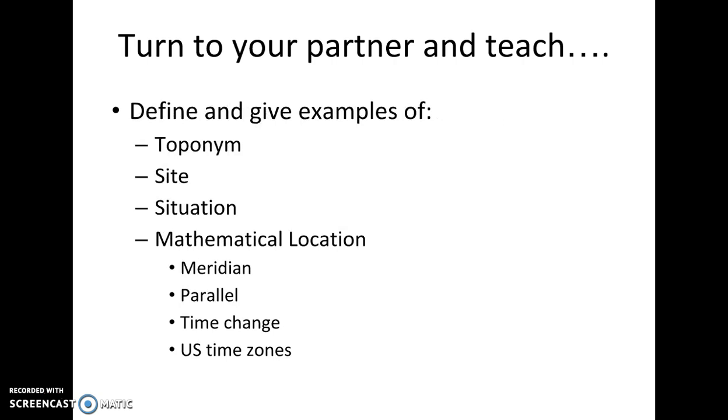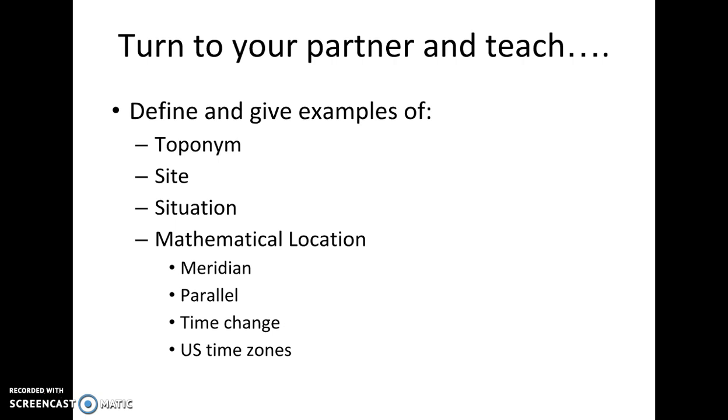Next is the 4 ways that geographers identify a location. They do this by toponym, site, situation, and mathematical location. Toponym is just the technical term for the name of a place. So Winter Park, Florida is a toponym. Winter Park High School 9th grade center is a toponym. It's just the name of the place.